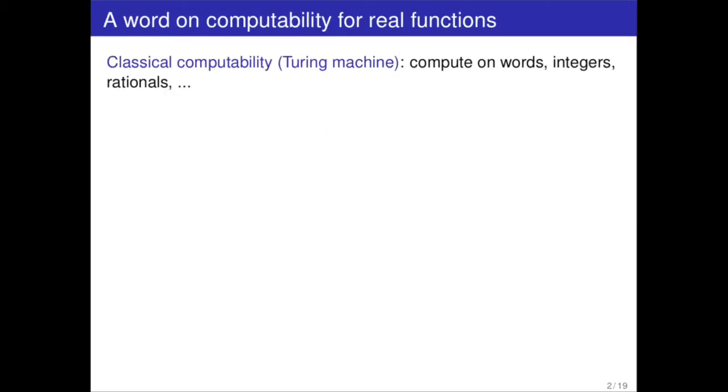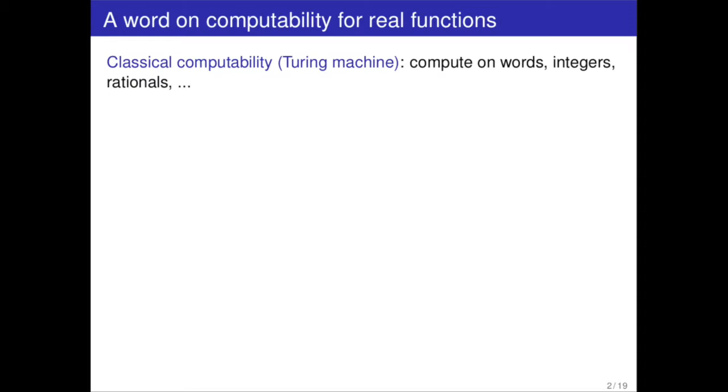Now, for computability, I will need to say things about computability of real functions. So I'm going to assume you know classical computability, so Turing machines. With Turing machines, you can work over words, integers, rational numbers. Rational numbers are just integers. So a function from rational numbers to rational numbers being computable is completely unambiguous. Whatever model you have, it's always the same thing.